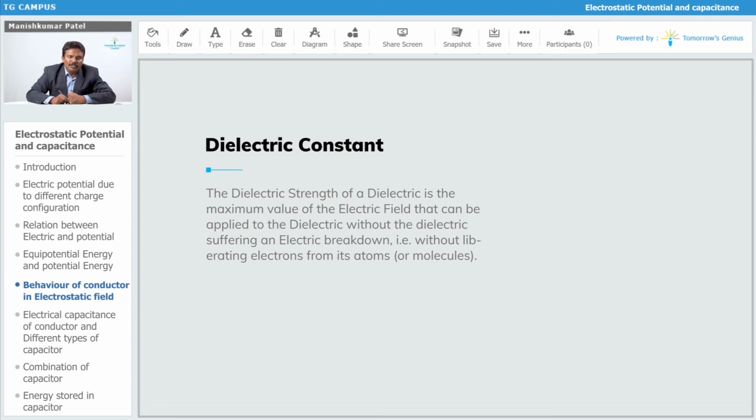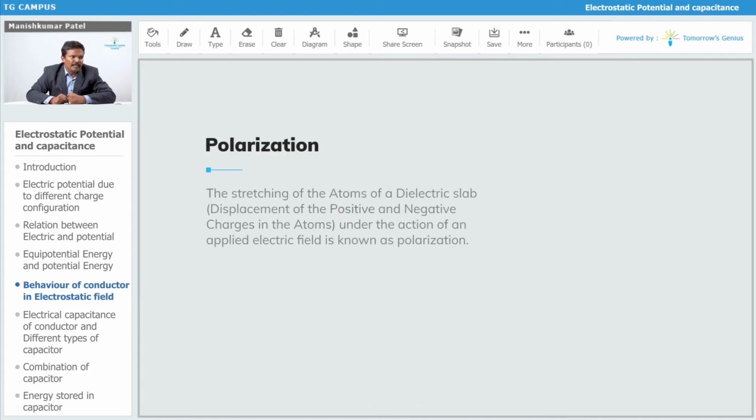So for each dielectric material, the dielectric strength is also defined, such that no dielectric breakdown will occur. That is called the dielectric strength.